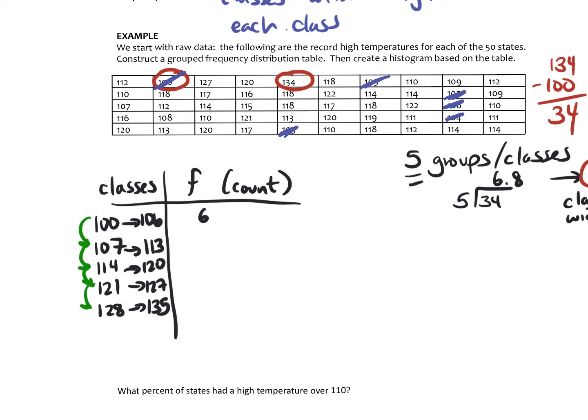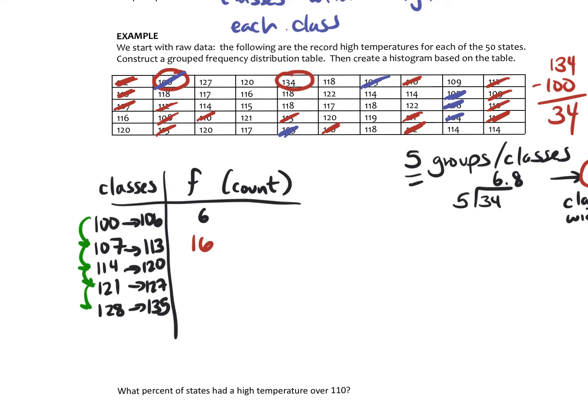Okay. Now I'll do between 107 and 113. So that's 1, 2, 3, 4, 5, 6, 7, 8, 9, 10, 11, 12, 13, 14, 15, 16. So I believe that's 16. And if I did it wrong, you get the idea.